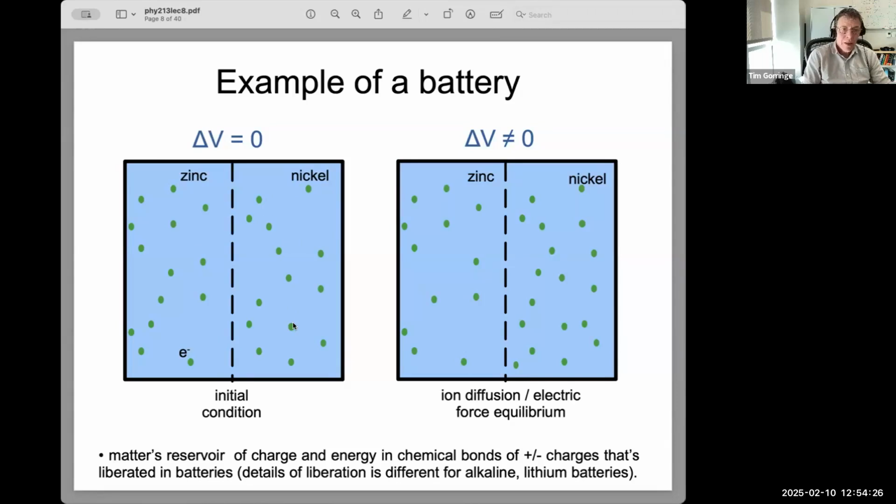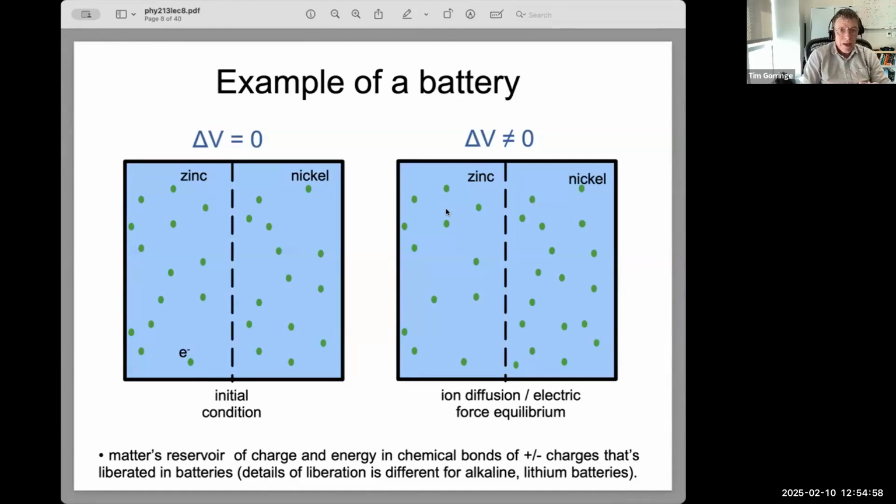Now, in the zinc, there are an equal number of electrons as there were protons in the ions of the zinc. And in the nickel, there are an equal number of electrons as the protons in the ions of the nickel. And so electrically, our zinc was initially neutral, and our nickel was initially neutral, both with equal numbers of electrons and protons. That's the initial condition I've indicated downstairs here.